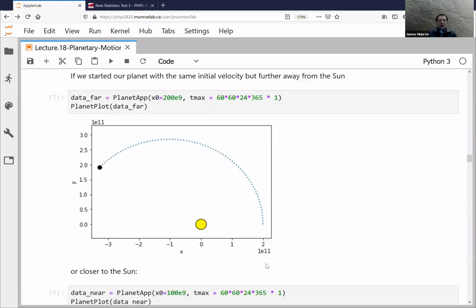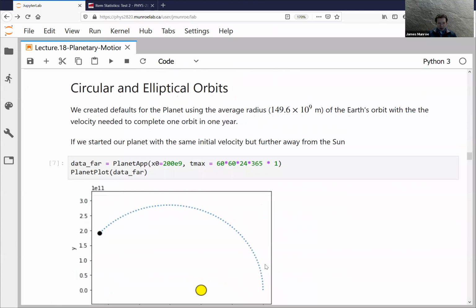Okay, orbits are not always circular. They also can be elliptic. I've used as a default the average radius of the Earth's orbit and chosen the initial velocity to be the velocity needed to complete one orbit in one calendar year. If instead we were to start the orbit of the planet a bit further away from the sun, so if initially we're talking about 150 billion meters, let's start a planet at 200 billion meters away, same initial speed, and run it for 1 year.